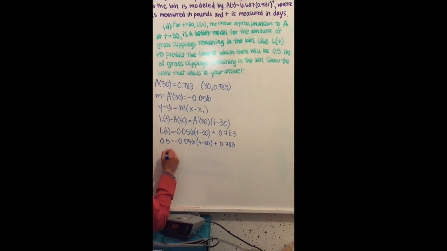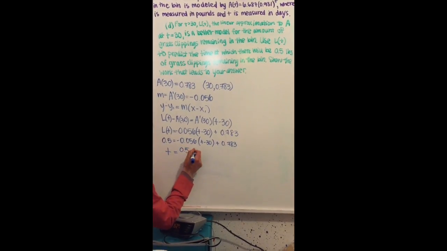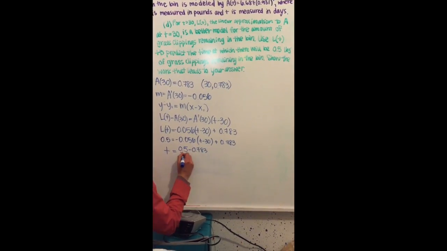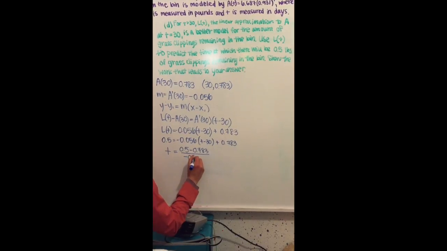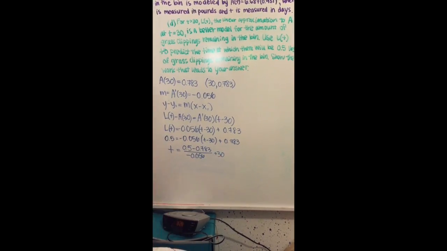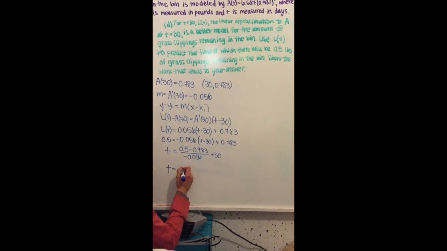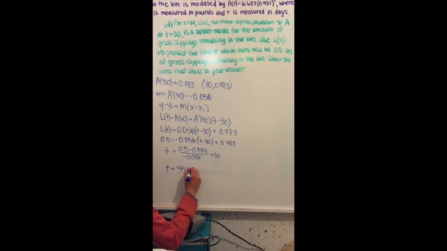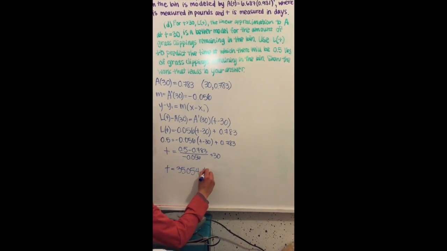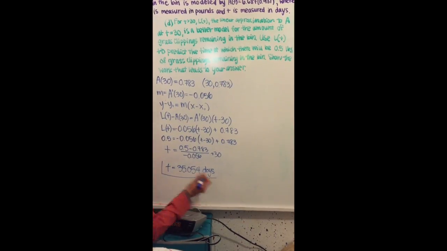At this point, we have our equation, and we're going to manipulate and solve for the x variable, which is t, the days at which there are 0.5 pounds of grass clippings in the bin. Now, as we can see here, the answer is 35.054 days, rounded to 3 decimal places.